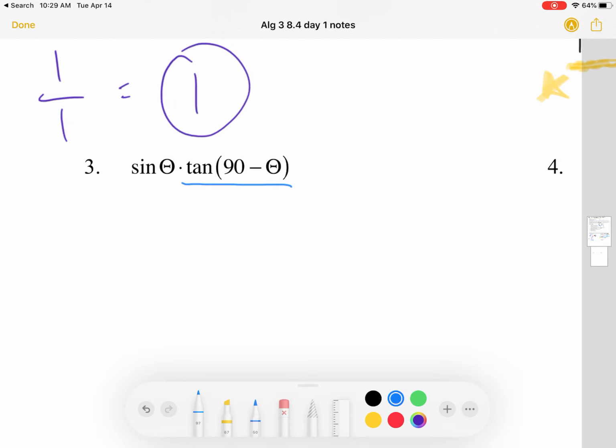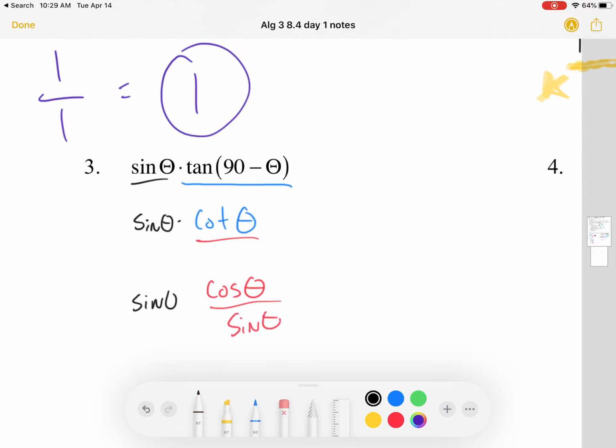Well, tangent of 90 minus theta simplifies down to cotangent of theta. This stays the same. So now I have sine of theta times cotangent of theta. Okay, so we rewrote that trig identity, and now, again, we want to get everything in terms of sine and cosine. So cotangent of theta, what is cotangent? Well, cotangent is cosine of theta over sine of theta. This stays the same, sine of theta times cosine over sine. Well, this is really sine of theta over 1.